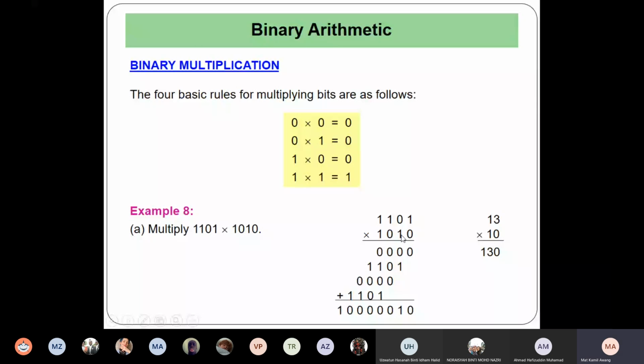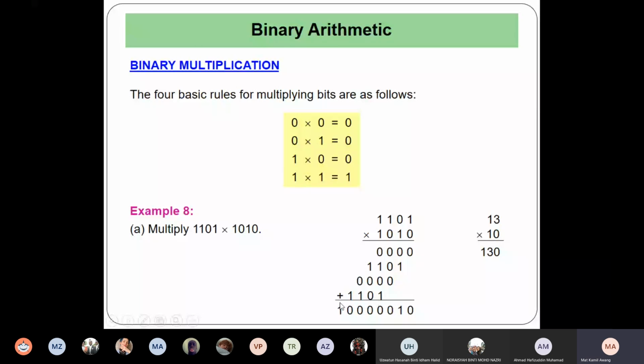Then you shift to the next one, this 0. 0 multiplied by 1 is 0. 0 multiplied by 0 is 0. 0 multiplied by 1 is 0. 0 multiplied by 1 is 0. Then you shift to the last one. 1 multiplied by 1 is 1. 1 multiplied by 0 is 0. 1 multiplied by 1 is 1. 1 multiplied by 1 is 1. So now you have this.